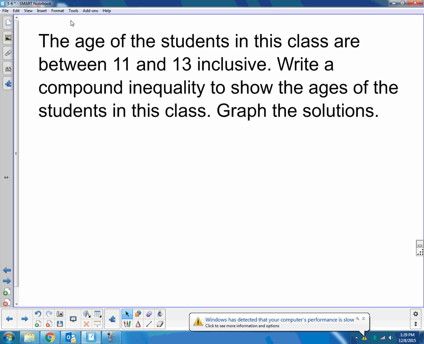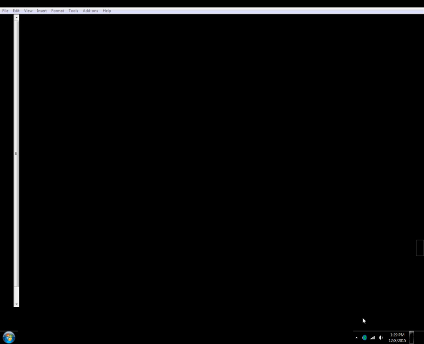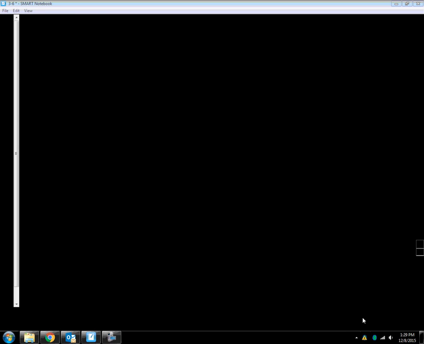And so we usually look at a range of numbers between this and this. So the age of the students in this class are between 11 and 13 inclusive. That's probably true. Write the compound inequality to show the ages of the students in the class. You're going to graph the solutions. I'm going to go through this problem with you. This is how your problems are going to look.